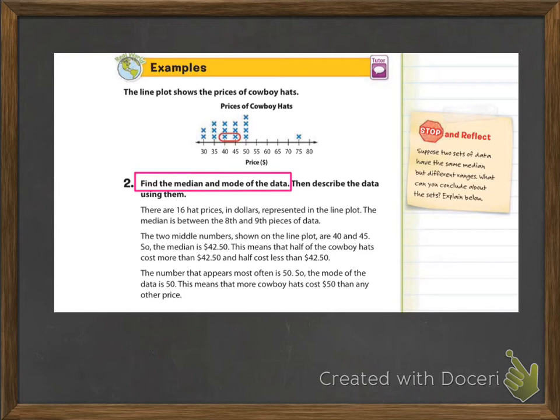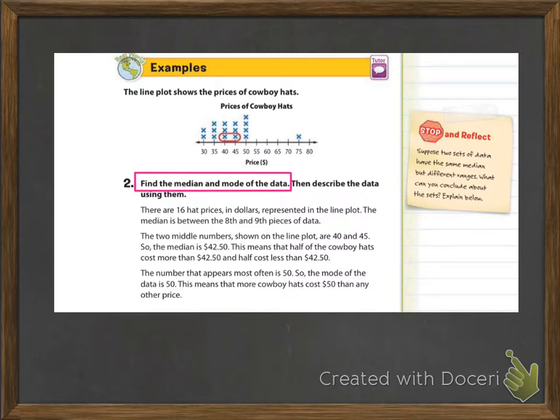All right, so let's look at this line plot here in this next example. The line plot shows the prices of cowboy hats. So you can see that they've already created the line plot here for you. It says find the median and mode of the data. Now, when I'm already using my information like this and I'm looking for my median, my middle number, it gets a little tricky when you're doing it like this because some people like to forget.